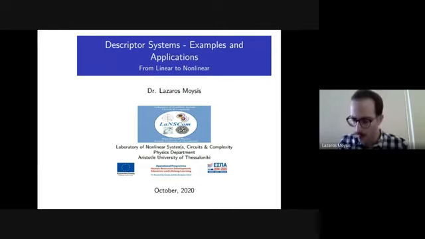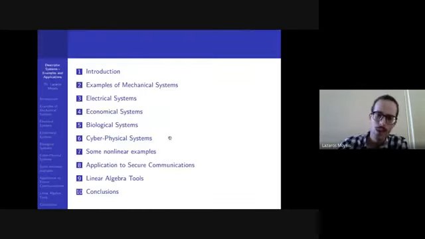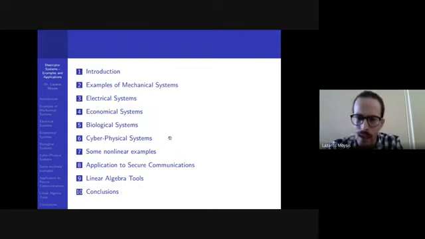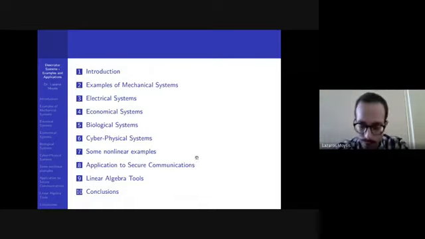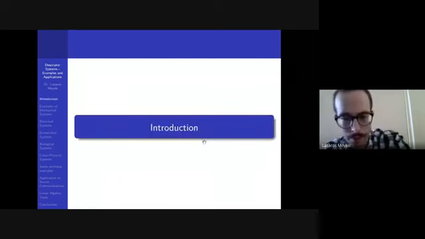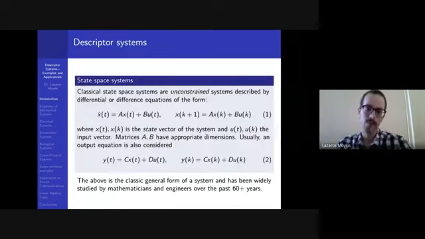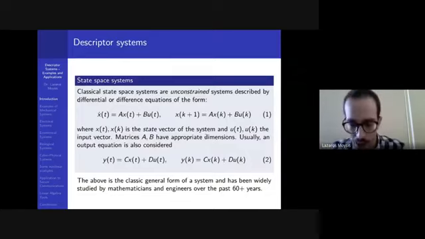So there aren't going to be a lot of mathematics here, just a whole presentation of descriptor systems. So yes, I'm going to discuss mechanical, electrical, economic systems, biological, cyber physical, some nonlinear examples, and I am going to discuss a bit more about the application of secure communications that I do in my postdoctoral work, for which I'm also funded here by the State Scholarship Foundation. And then we're going to discuss the linear algebra tools. So let's begin. Okay, classic state space systems.